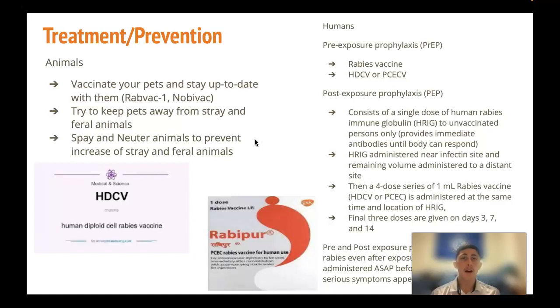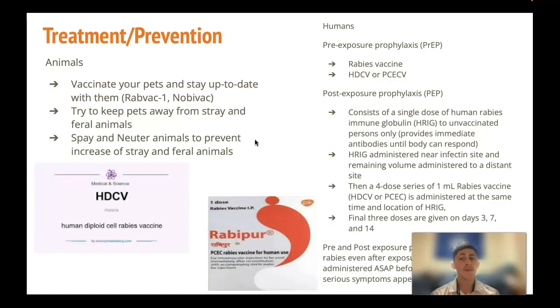And for humans, pre-exposure prophylaxis, PrEP, is just your normal rabies vaccine, HDCV or PCECV, and most of us have one of these vaccines if we have been vaccinated, and this is just pre-exposure. This is before you possibly contract rabies, and it's just a mode of protection.